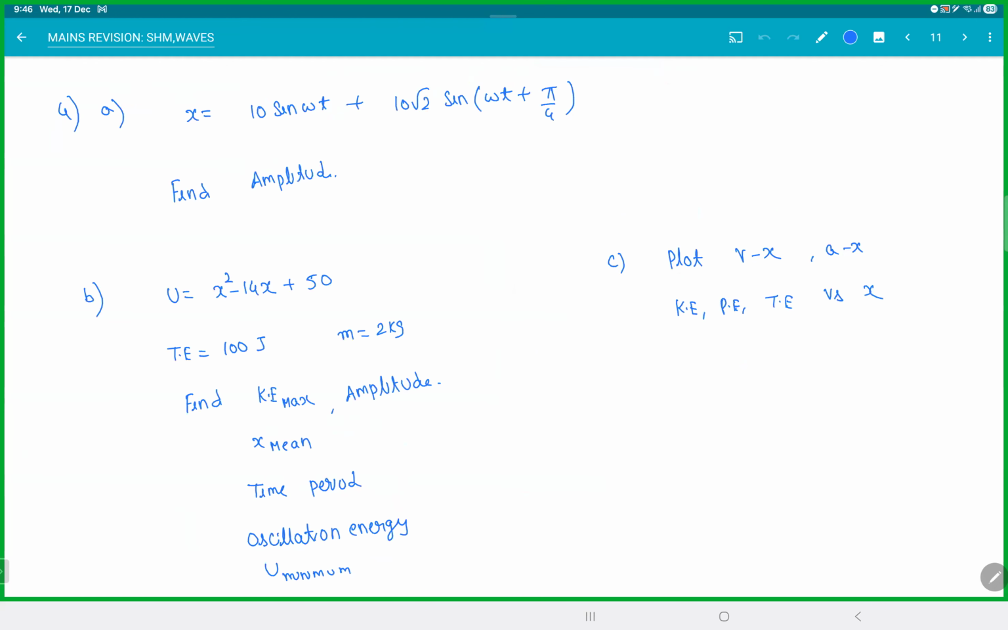Let's get these two. X is equal to 10 sine omega t, 10 root 2 sine omega t plus 5 by 4. Find amplitude. U is x square minus 14x plus 50. Total energy is 100, mass is 2 kg. Find KE max, amplitude, x mean, time period, oscillation energy, minimum energy. Plot Vx graph, Ax graph, kinetic energy, potential energy, total energy versus X graph in SHM.